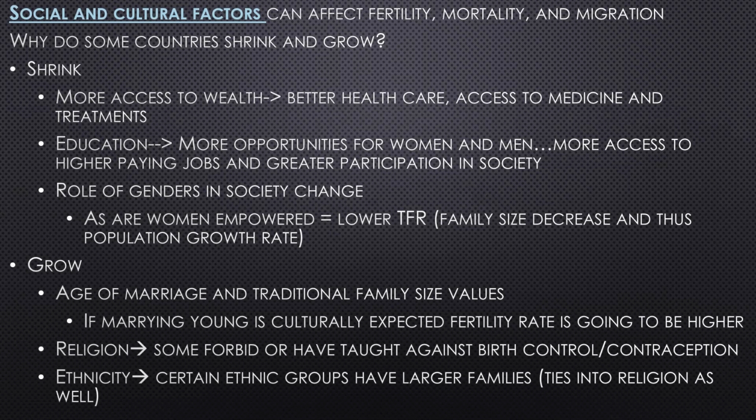Specifically, this is happening in developed countries, and we'll look at this a little more with the demographic transition model. But why are some countries growing? A lot of it has to do with old time traditions: the age of marriage and traditional family size values. If marrying young is culturally expected, the fertility rate is going to be higher. Some religions forbid or teach against birth control and contraception. Or looking at ethnicity, certain ethnic groups generally have larger families, and that might tie into religion as well.